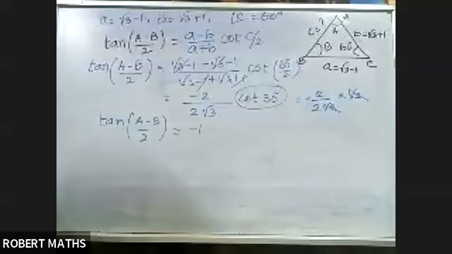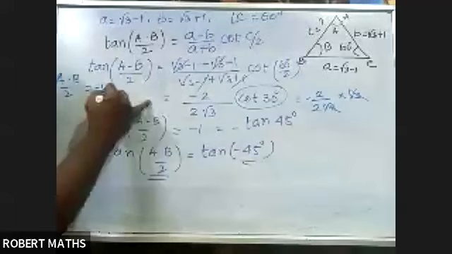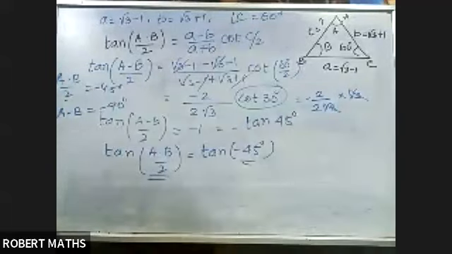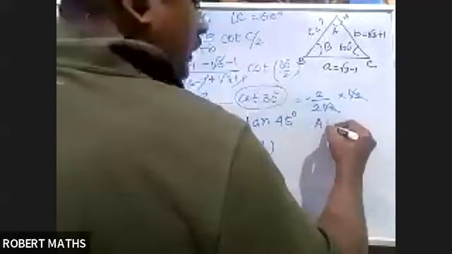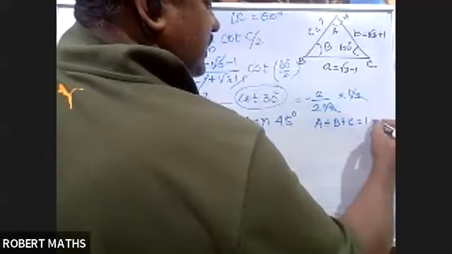Tan of minus theta is minus tan theta. So tan of minus 45 degrees. You can compare your angles: (A minus B) divided by 2 equals minus 45 degrees. Your A minus B equals 2 into minus 45, which is minus 90 degrees. Okay? Now we have found A minus B, which is equal to minus 90 degrees. Now listen carefully: for a triangle, what is the total angle? A plus B plus C is equal to 180 degrees.